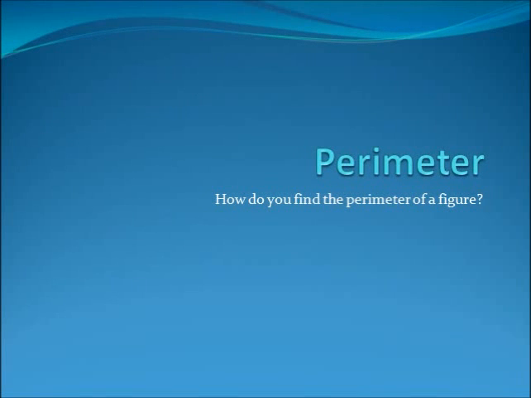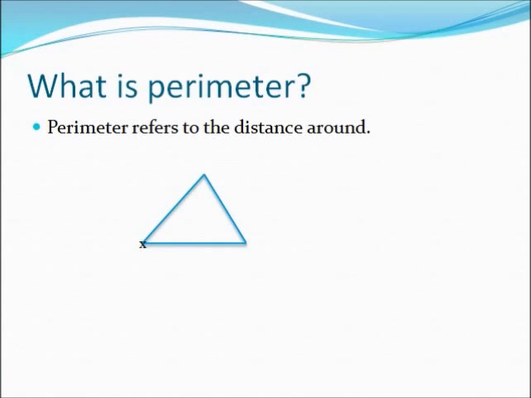What is perimeter, and how do you find the perimeter of a figure? Perimeter refers to the distance around. Let's take a look at this triangle.